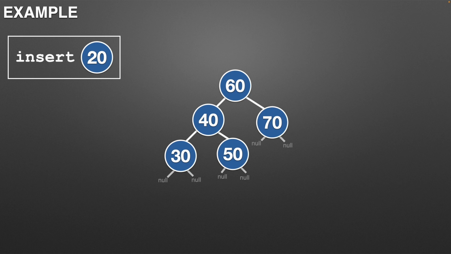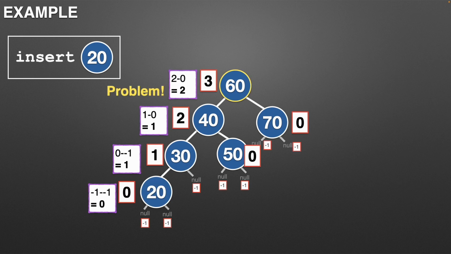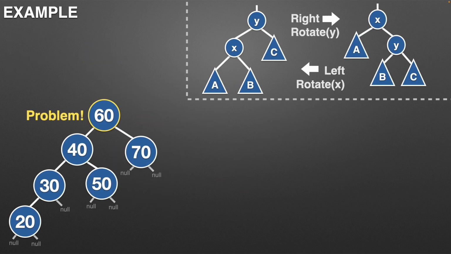Okay, so now we will insert 20. And when we insert 20, it goes all the way to the left, right? We start computing our balance factors. We start from 20, we go up, up. Everything's fine, 0, 1, 1. We get to the root, and now we have a problem, because our balance factor, or our skew, is 2, which is out of range. So we need to fix that.